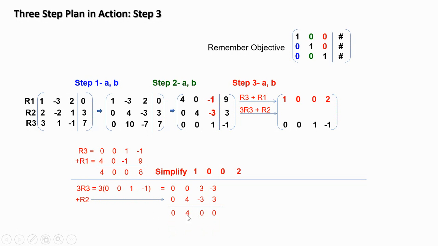But we want to make that a 1. So we divide everything by 4. So we get 0, 1, 0, 0. So that's my new row 2.